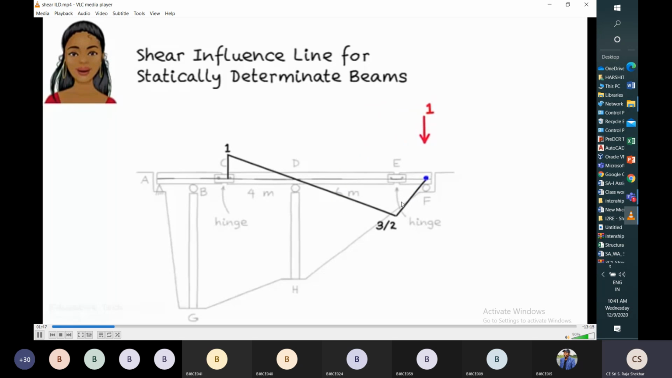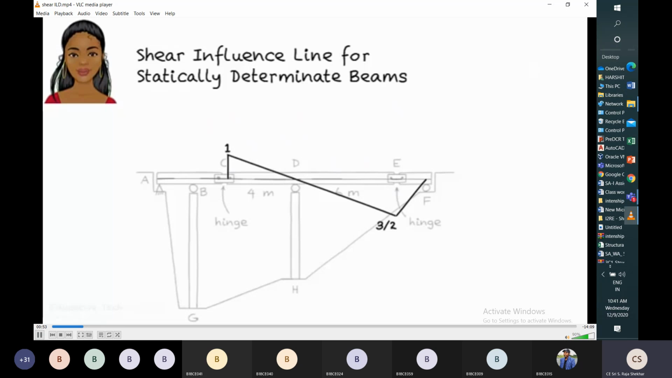When the unit load moves from E to F, the shear at C gradually reduces, and the equation comes. So this is the variation of shear force at C when the unit load moves from A to F. So we are drawing the variation of shear force at a section C.